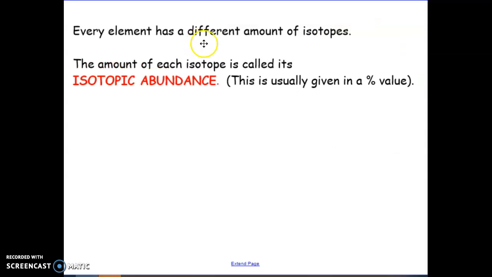So every element has a different number of isotopes, so that's important to keep in mind. Some have 2 isotopes, some elements might have 4 or 5 isotopes. Every element is different, and every isotope for those elements exists in a different percentage. So remember that percentage is considered to be the isotopic or isotope abundance.